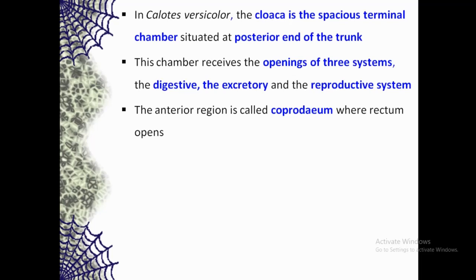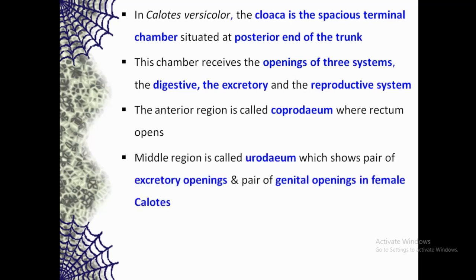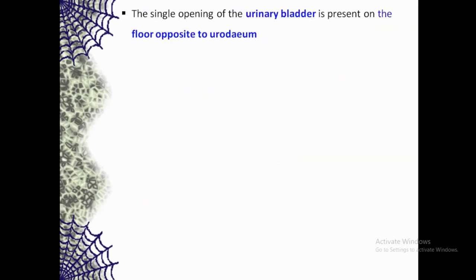The anterior region of the cloacal chamber is called coprodeum, where the rectum opens, while its middle region is called urodeum, which shows a pair of excretory openings and a pair of genital openings in female Calotes. The single opening of the urinary bladder is present on the floor opposite to the urodeum, while the proctodeum is the posterior region of the cloaca.